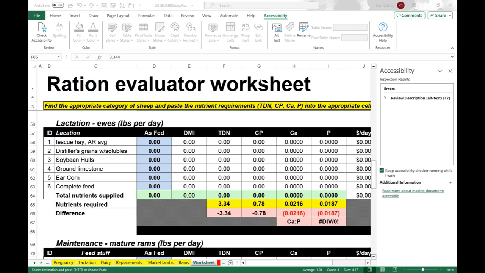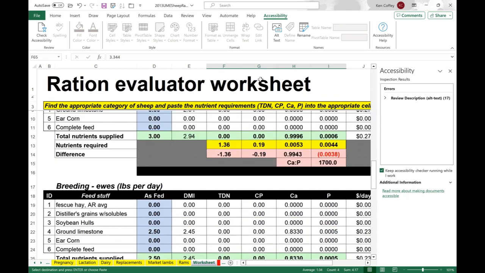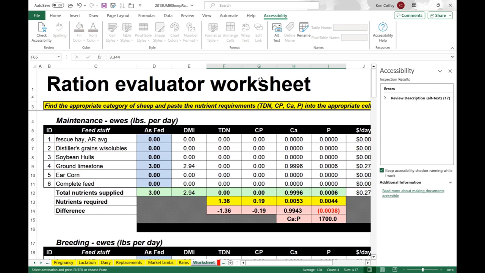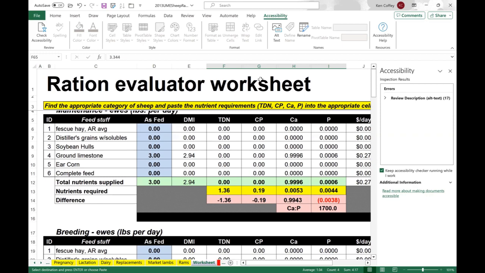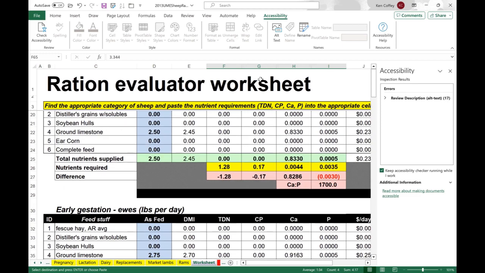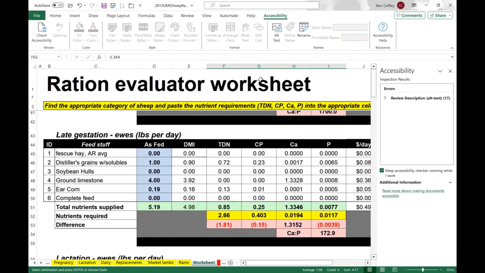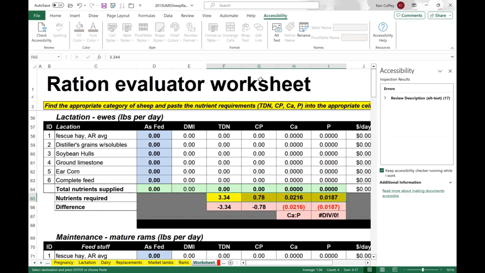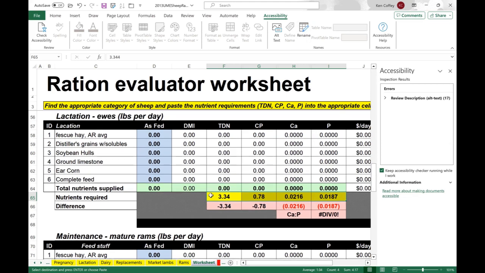Okay, all right, let's start. We bring them over, we put them in our ration evaluator worksheet. I'm not sure why it's this way, but the way Dr. Shanahan has it set up is if we're looking for maintenance ewes, here's the requirement. But notice the feed inventory is the same on all these. So I'm just working down here on this lactating ewe. You can work whatever you want to. But here are the requirements that I'm going to target: energy, protein, calcium, phosphorus.